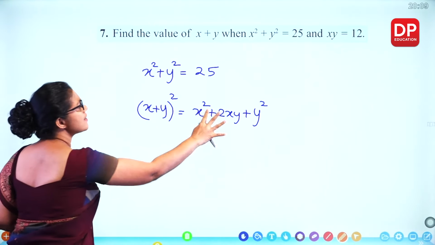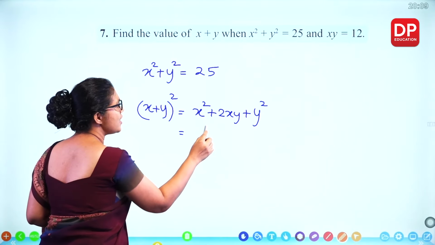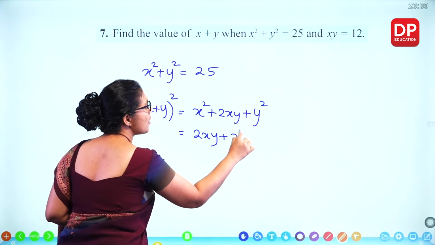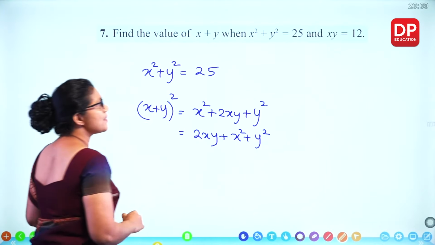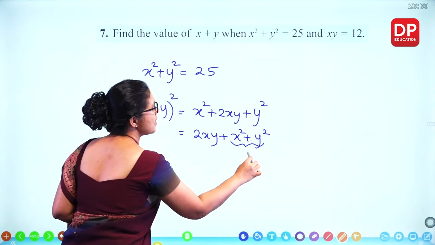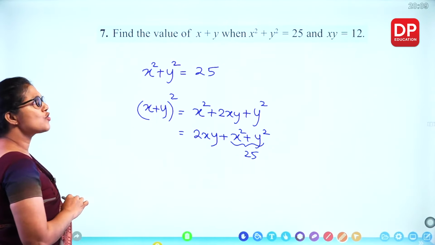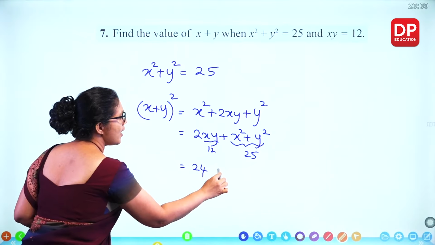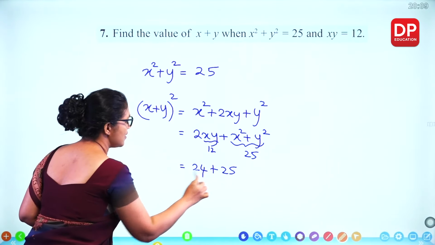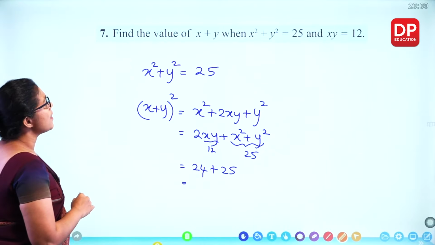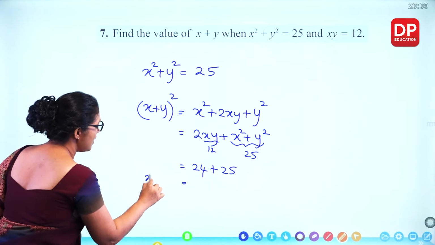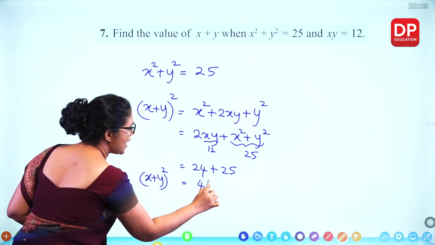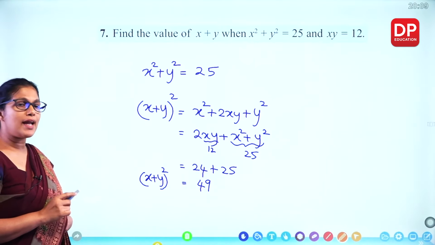Now this part is given. We can rearrange this and write 2xy and x squared plus y squared together. Now x squared plus y squared is given as 25 and xy is given as 12. So 12 times 2, you get 24. x squared plus y squared is 25. So you can get x plus y whole thing squared. What's the value? 49. But the question asks to find x plus y.